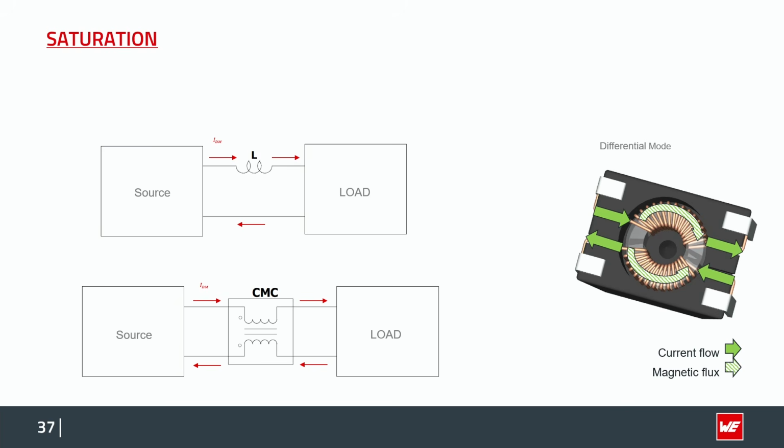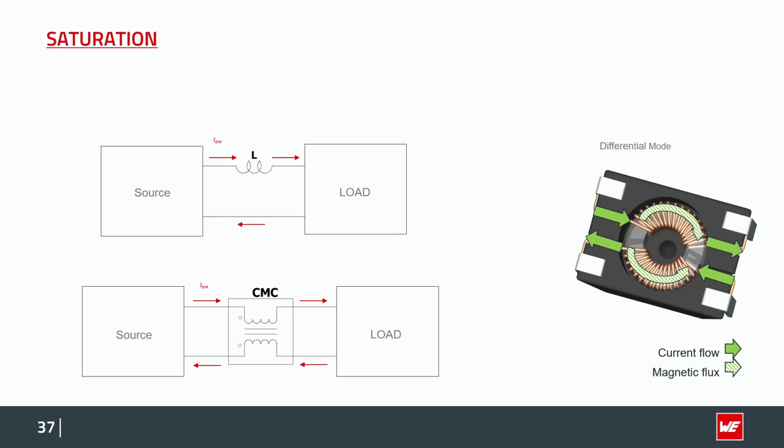Sometimes we are also getting questions about saturation. So what is the saturation of the common mode choke, and why are we not showing this in the data sheet like it's done for inductors? First, I want to show the differences between common mode chokes and inductors.